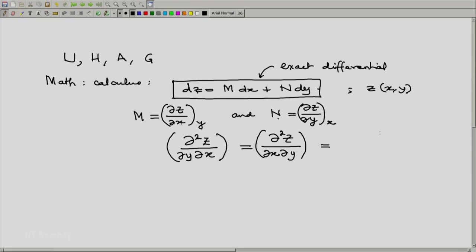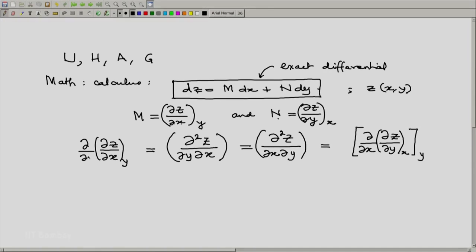Actually, the right hand side should properly be written like this. First you take the partial of Z with respect to Y at constant X, and then you take the derivative of this first derivative with respect to X, and this will be at constant Y. Similarly, on the left hand side, the proper way of writing this would be first take the partial derivative of Z with respect to X at constant Y, and then take the partial derivative of this with respect to Y at constant X.